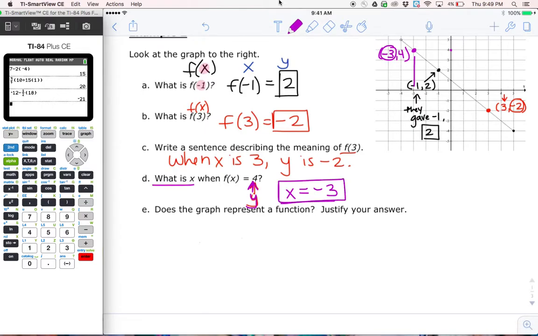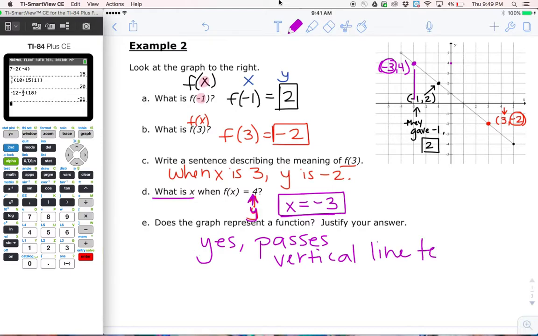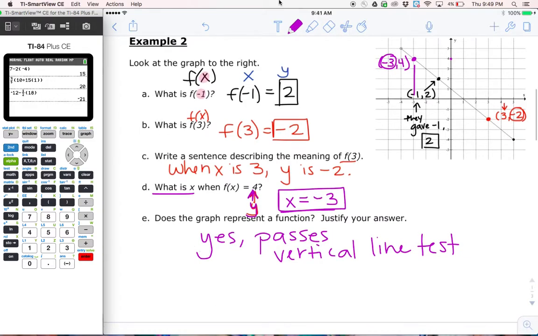Does the graph represent a function? And this one should be fairly simple, and we're going to say yes, it passes the vertical line test. Right? We talked about that for the last couple of days. If I can draw any lines on here, no matter where I draw them, none of those lines would be hitting twice, right? Passes the vertical line test. Okay, last but not least, flip this page over, and we're going to see this kind of question in action here.